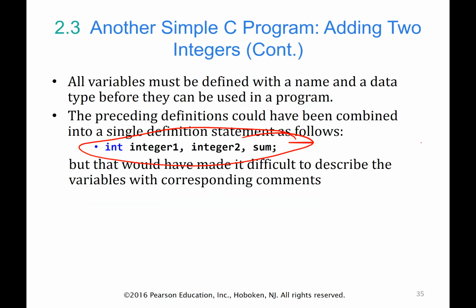And that's true, but C allows us like 32 characters to name any variable. So I think we could probably figure out what integer 1, integer 2, and sum mean without comments, or we could have one comment that simply explains the three variables. But again, that goes back to how well documented the code needs to be, and how nitpicky the person is.